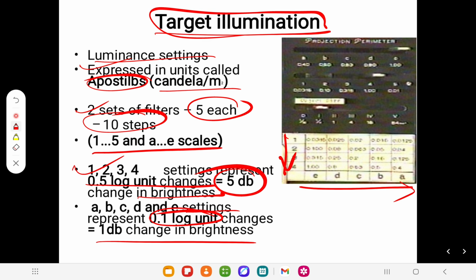So just remember that there can be MCQs, for example, about what 1, 2, 3, 4 represent in Goldmann perimetry: how many decibels change when you change one step. So, for example, it's definitely 5 decibels, the answer.